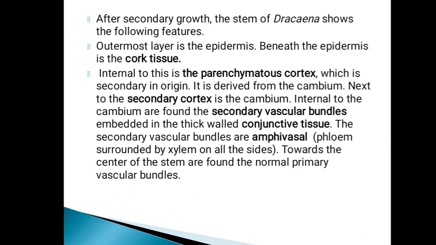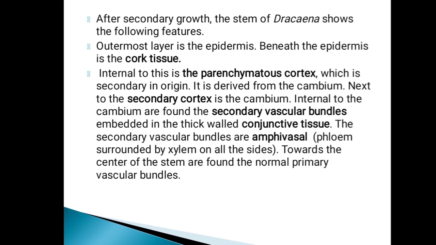What are those? The outermost layer is epidermis, beneath which there is a cork, and internal to this is a parenchymatous cortex, which is secondary in origin. It is derived from the cambium. Next to the secondary cortex is the cambium. Internal to the cambium are found the secondary vascular bundles embedded in thick-walled conjunctive tissue. The secondary vascular bundles are amphivasal, that is, phloem surrounded by xylem on all sides. Toward the center of the stem are found the normal primary vascular bundles.